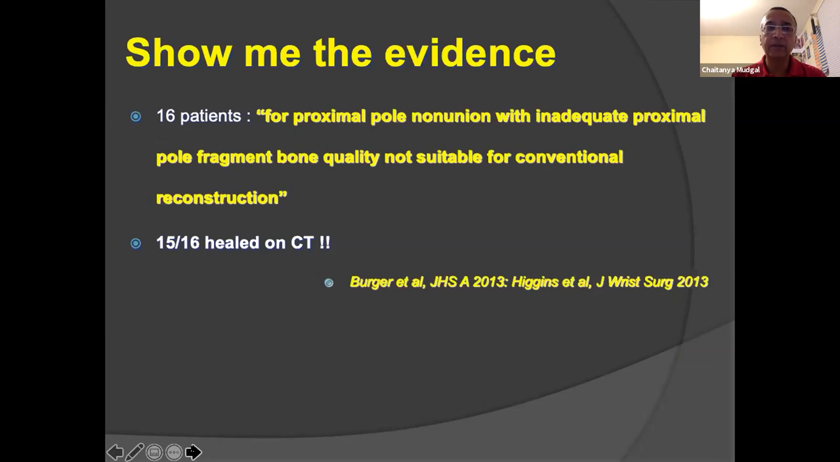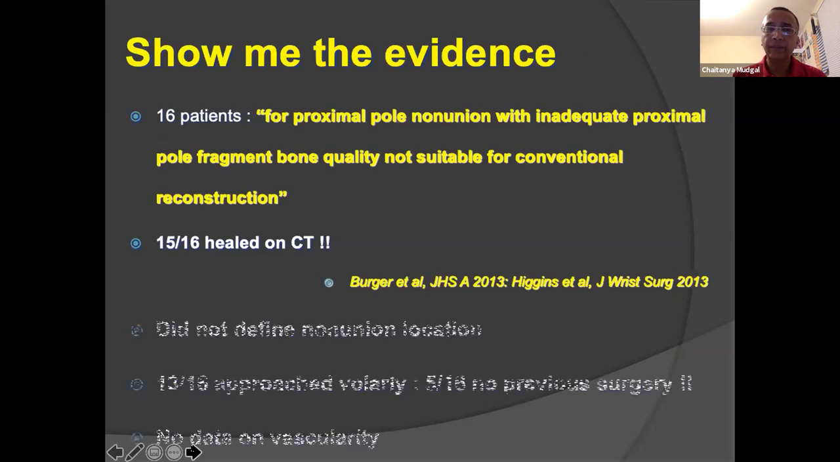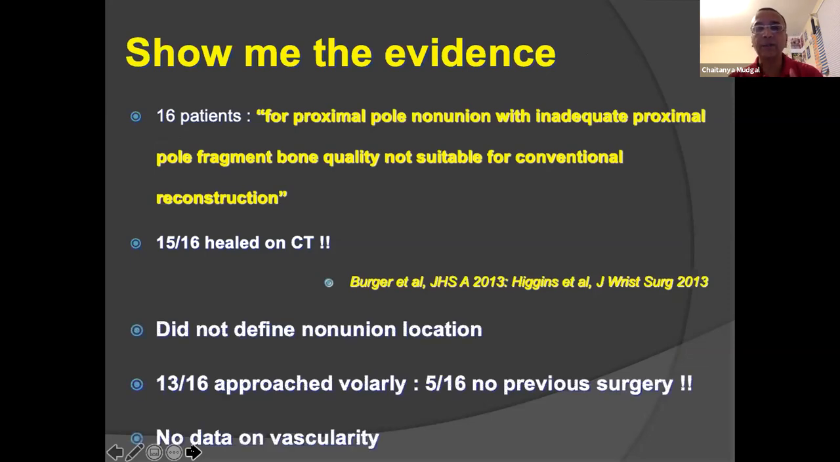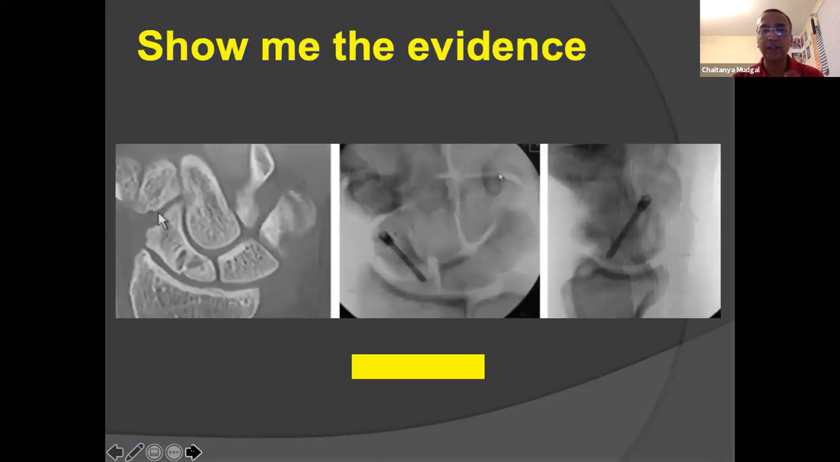They went on to say that 15 of 16 healed on CT, but they did not define non-union location. And 13 of 16 were approached volarly for proximal poles. And 5 of 16 had no previous surgery. So the index operation was a free tissue transfer with no data on vascularity. That to me says a lot about the technique.